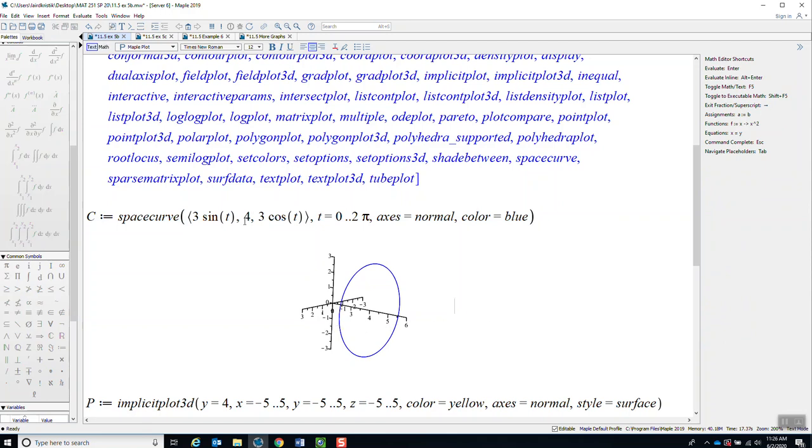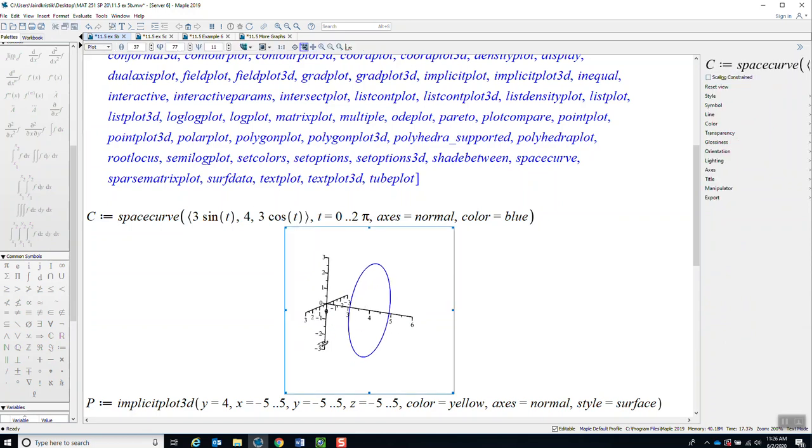We were in the plane y equals 4. So out here along the y-axis, if I were to kind of tip this, you can see that if I go out and look right at y equals 4, everything's right in that plane. If I look at it looking right along the y-axis, I can clearly see that this is a circle of radius 3. And again, it's centered around 4 on the y-axis.